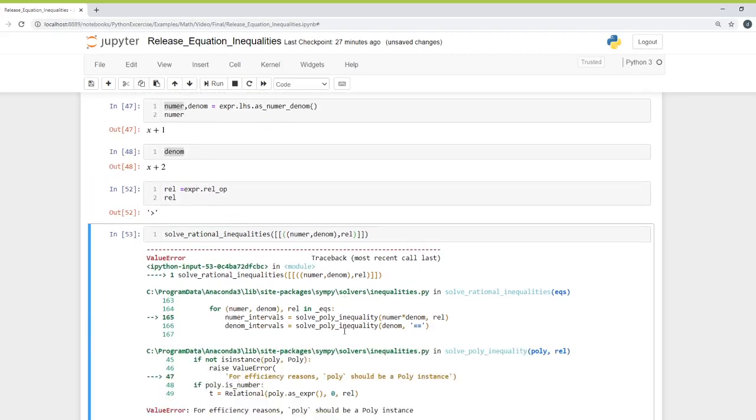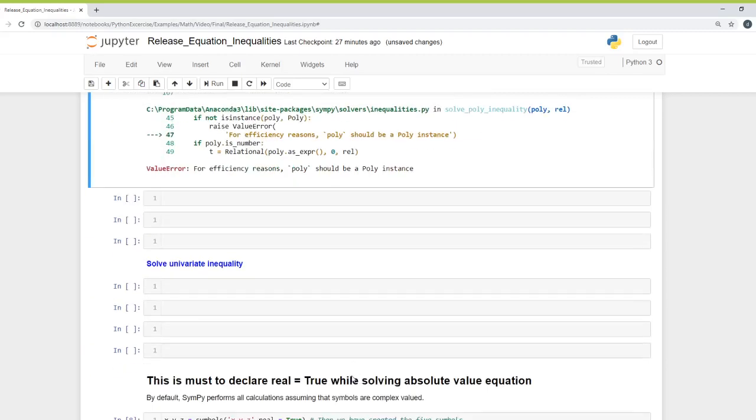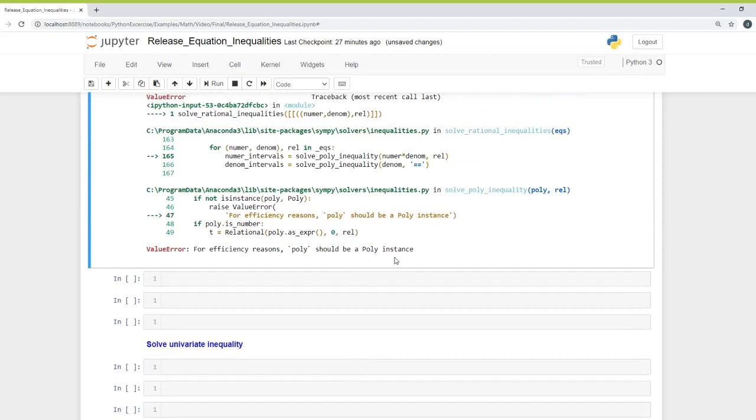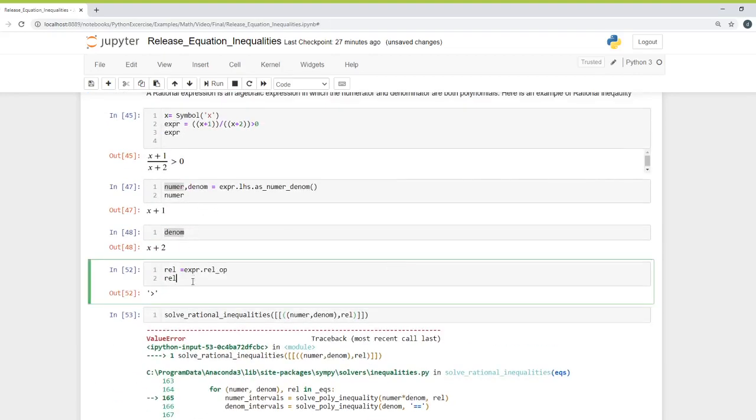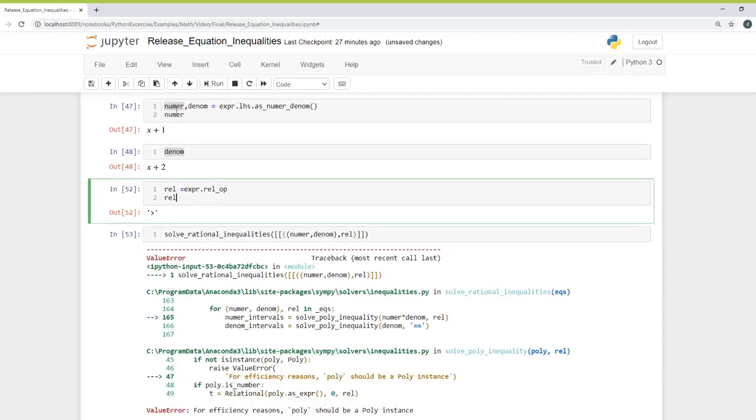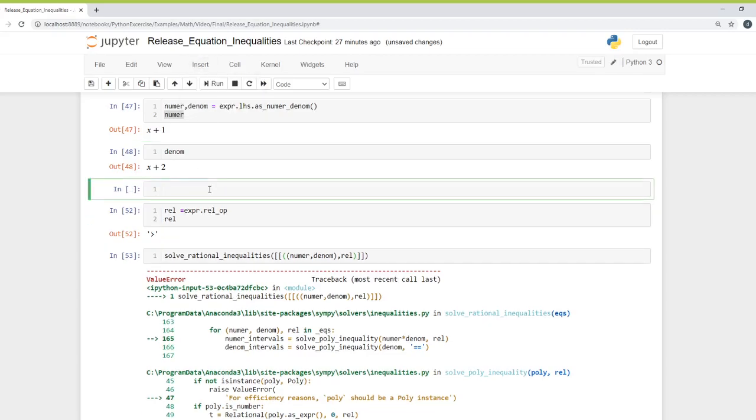For efficiency reasons, poly should have been a polynomial instance. The error says that we can't use the numerator and denominator expressions directly. First of all, we have to convert them into polynomials. For that, we will call the poly function.